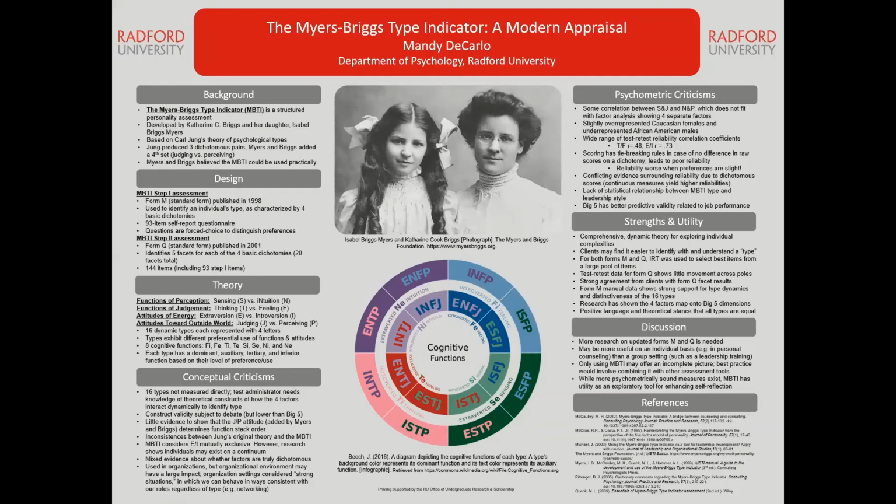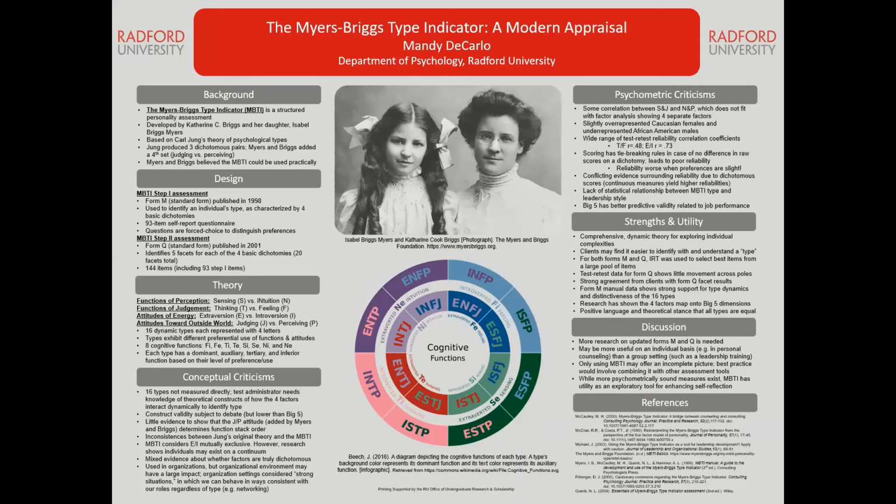Another issue with the test is its use in business and organizational settings, so using it to analyze leadership styles or job performance or job suitability or management style. The Big Five has a better predictive validity related to job performance, and the Myers-Briggs has not been shown to be correlated with leadership style. So it is not necessarily a useful measure when it comes to some of these organizational applications.